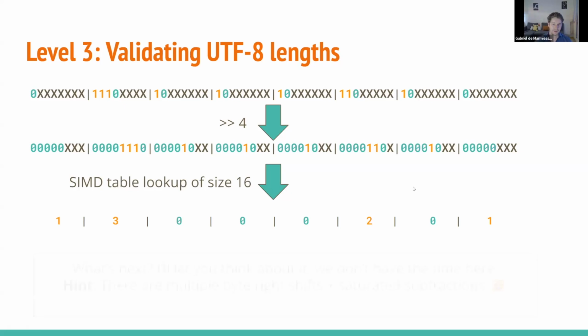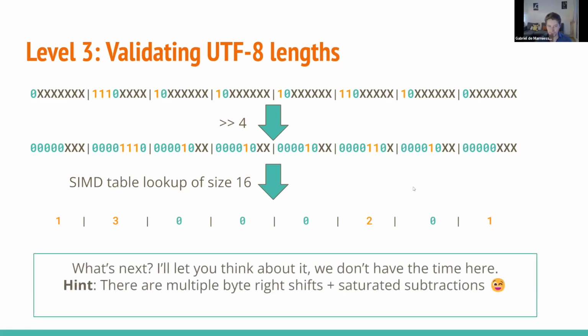It's fine. We don't have the time to do the full algorithm and show how we go from this categorization to the actual Boolean vector telling you if there is an error and where. But to give you a hint, you can do saturated subtractions and then element shift. For example, you shift the full element by 1 and do a saturated subtraction of 1, and it would fill the zeros. I'll let you think about it, but that's the idea.